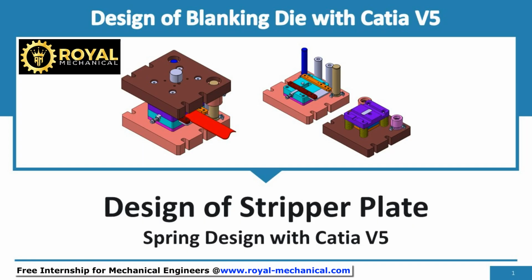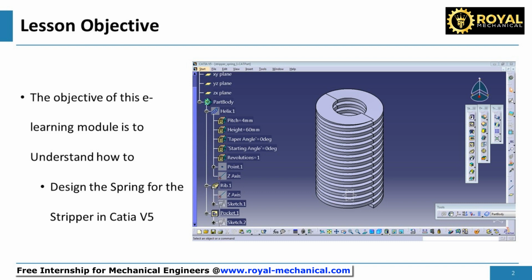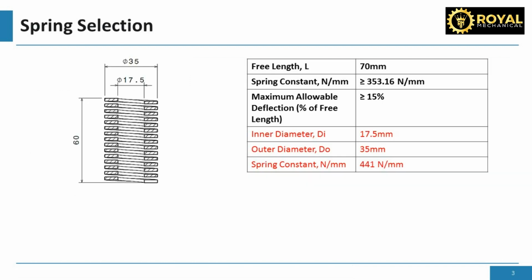Welcome. In this e-learning module, I shall demonstrate and make you understand how to create the spring design using Catia v5. In the previous e-learning module, we had selected a spring of inner dia 17.5 mm, outer dia 35 mm, and free length of 70 mm.